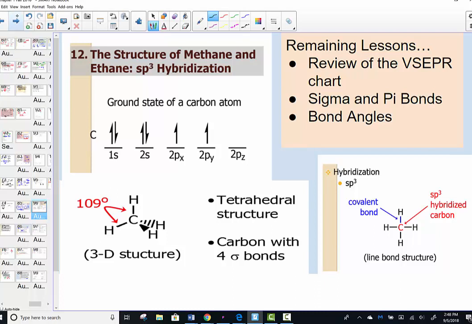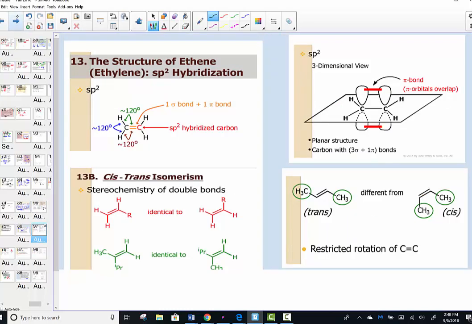Remember, sp3 hybridized is always 4 electron domains. 1, 2, 3, 4. The methyl group is sp3 hybridized, and the bond angles are 109 degrees. They're not 90 degrees like they're showing here. Methane is sp3. We talked about putting in a double bond, and that becomes sp2 hybridized. We called that trigonal planar. And here's a nice visual of all of those falling onto the same plane.